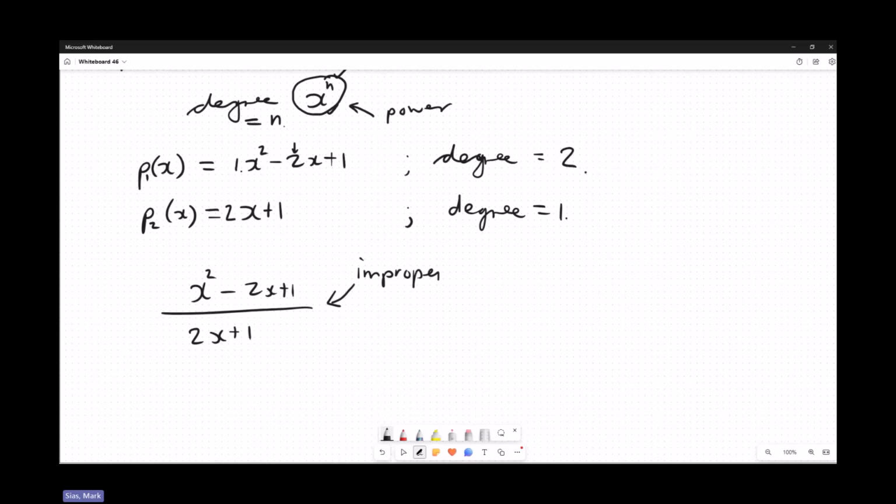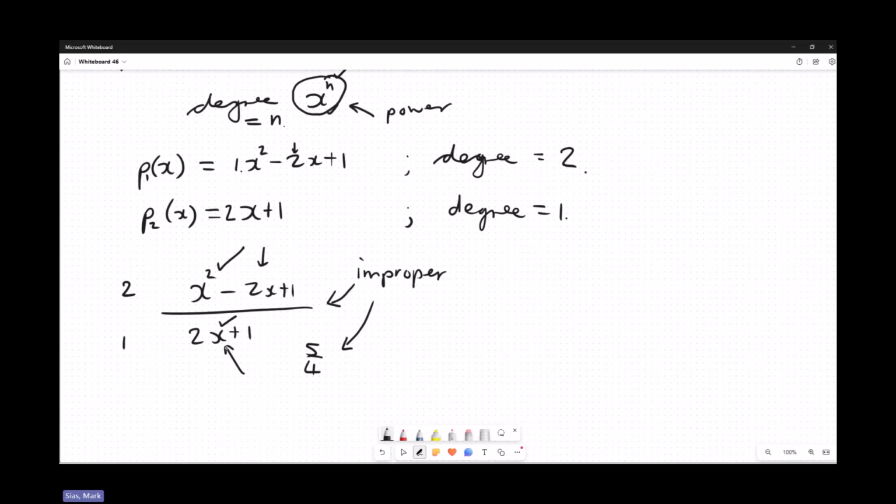Improper. Why? Because the degree of the polynomial in the numerator is bigger than the degree in the denominator. Pretty much like 5 over 4 is an improper fraction. It's the same kind of thing. The degree of this one is 2, and the degree of this one is 1, so we call it an improper fraction.